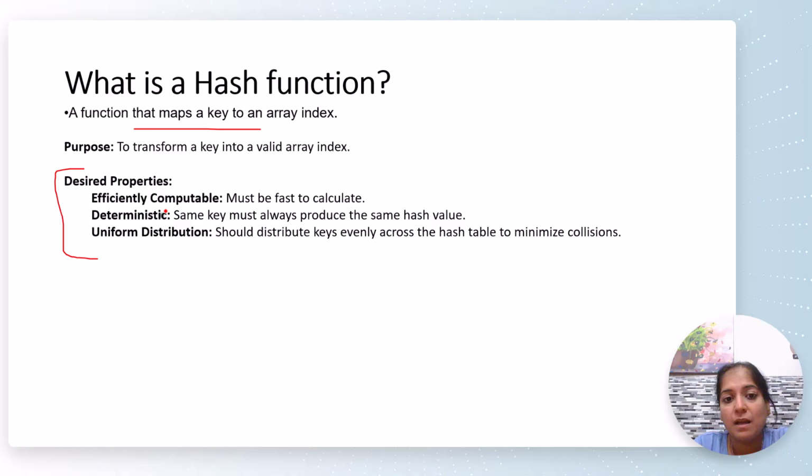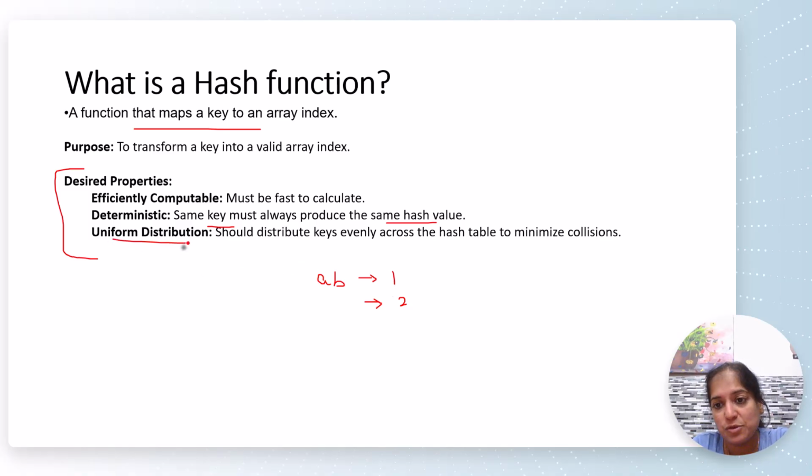Deterministic. It should always provide the same hash value for the same key. It should not be something like, for the value AB, sometimes it returns index 1 and sometimes it returns index 2. It should not be the case. Your hash function should always return the same index for the same keys.